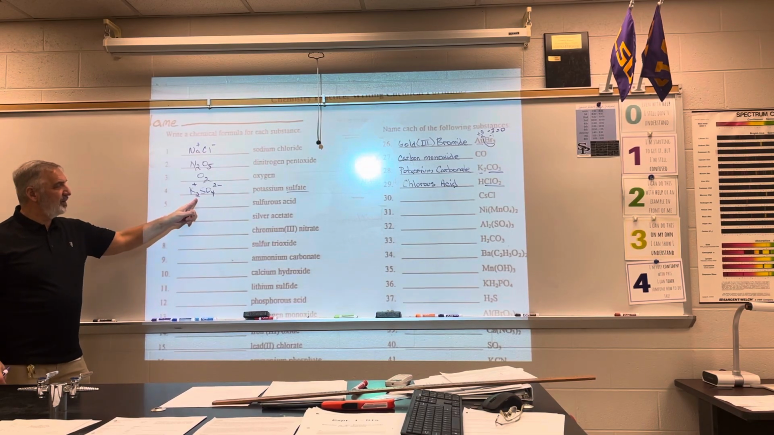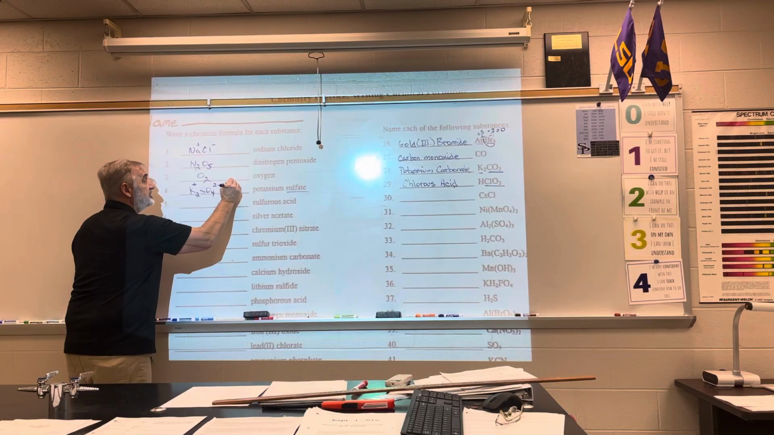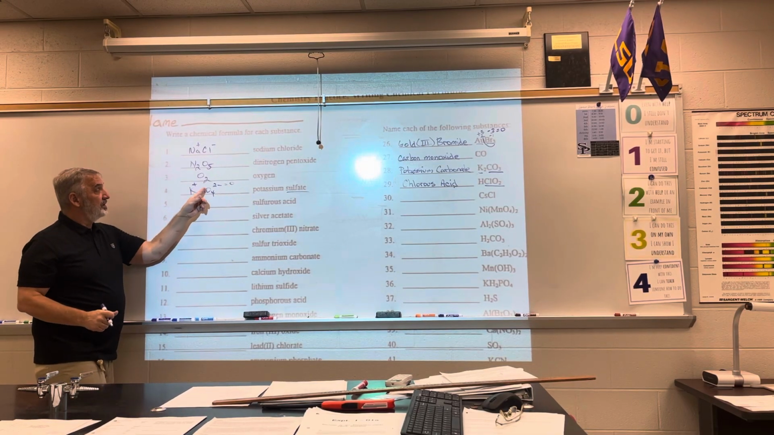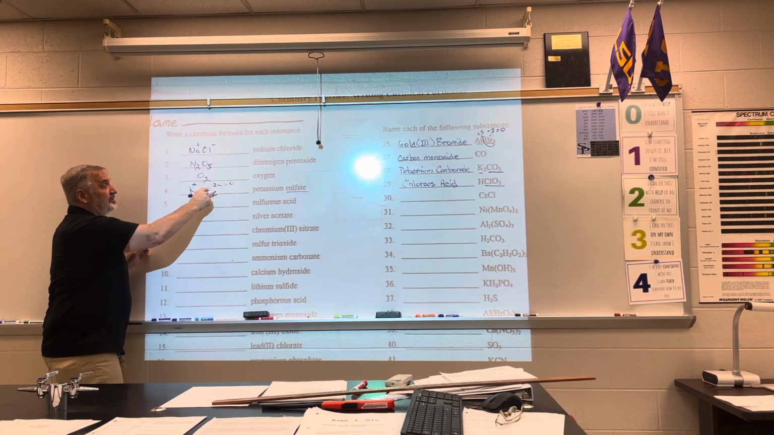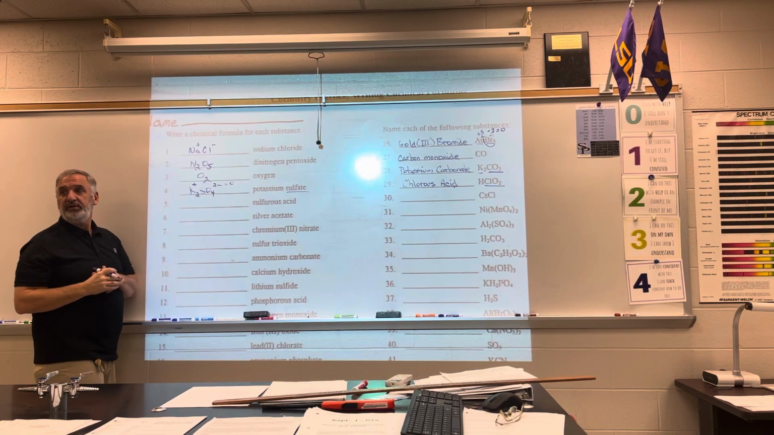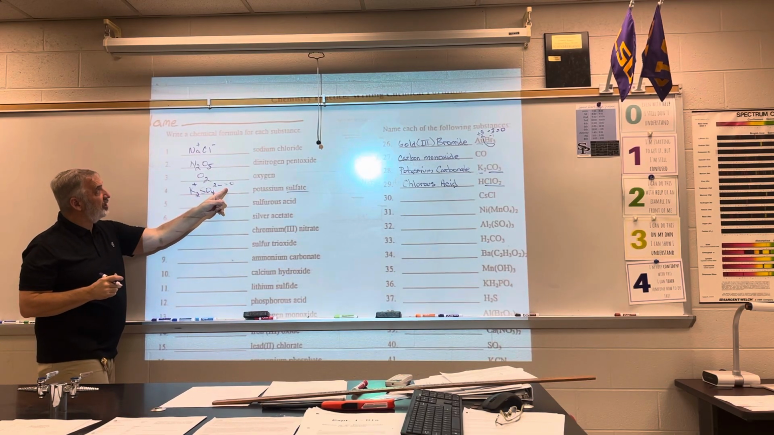Does everybody understand why we put the 2 right there? Because we have to make the charges equal to 0. So I need 2 pluses to balance out the -2. Whatever is up here, I'm going to bring it down here without the charge, because we never have negative subscripts. So I'm bringing the 2 down here and a 1, but I don't have to write the 1. The whole goal is to make the charge equal to 0.